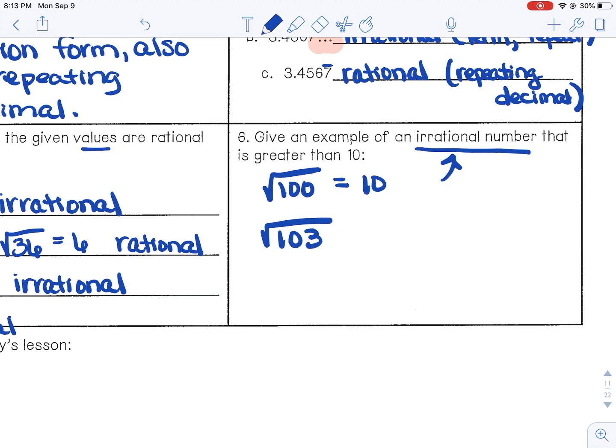I also know that pi is approximately 3.14. Pi is also an irrational number. 3.14 is less than 10. So how many times could I multiply it by to make it larger than 10? At least 4 times. So if I had 4 pi, that would be an irrational number that is greater than 10.